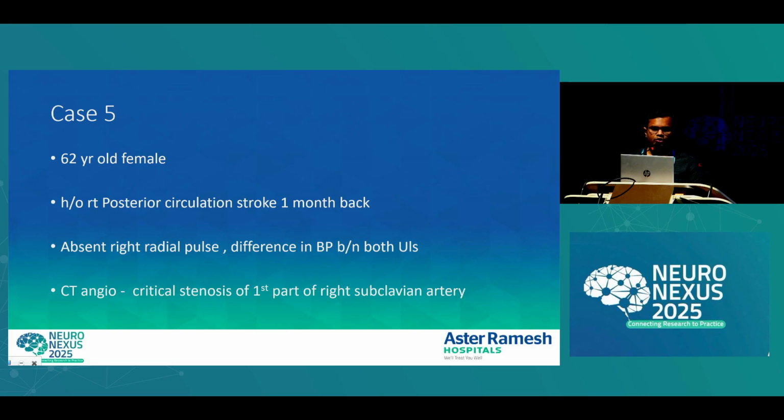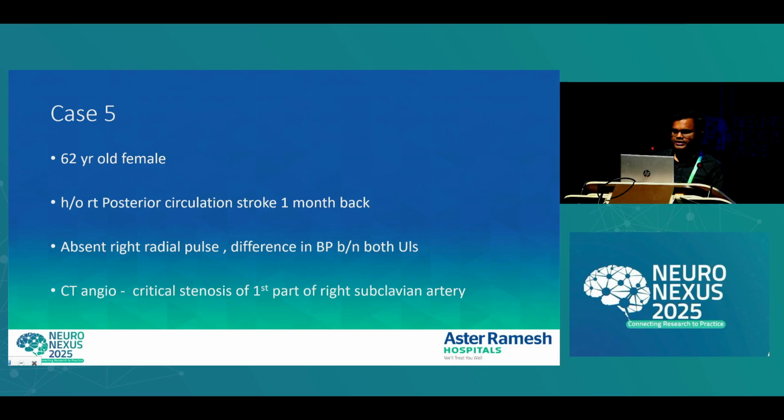Coming to the next case, a 62-year-old female patient. She has a history of posterior circulation stroke 1 month back. Right now her main complaint is absent right radial pulse. There is a difference in BP between both upper limbs, almost 40 mm Hg, and right upper limb claudication symptoms were there.